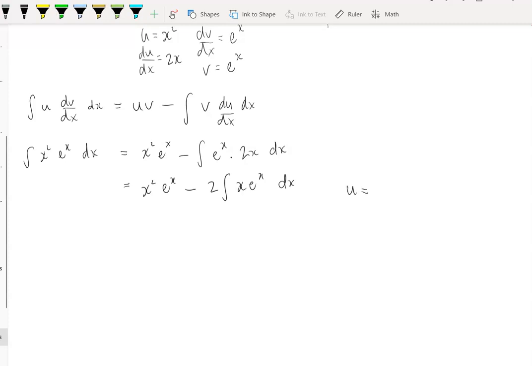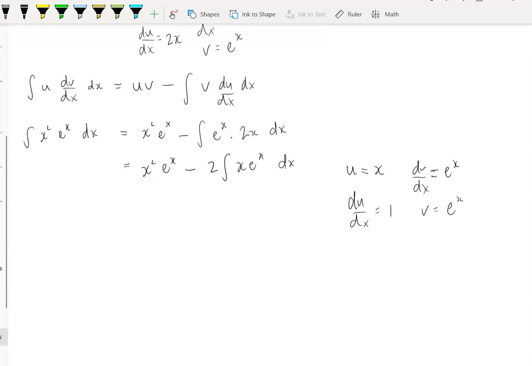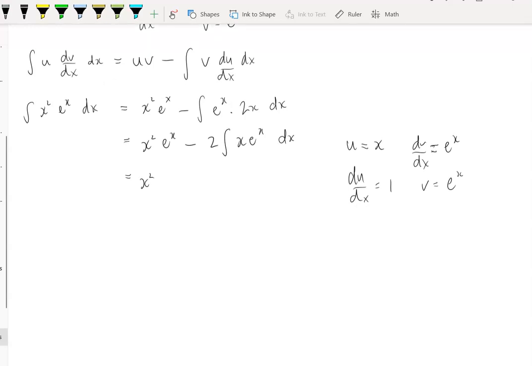So we're going to set it up this time. This time u is going to be x, and dv/dx will be equal to e to the x. We go through to du/dx is equal to 1, and v is equal to e to the x, just like it was before. And then we can continue. x squared e to the x minus 2, and then we're going to have uv minus, so it's the same process, u times v minus the integral of v, which is e to the x, times du/dx, which is 1. So now we're at a point where we can integrate.